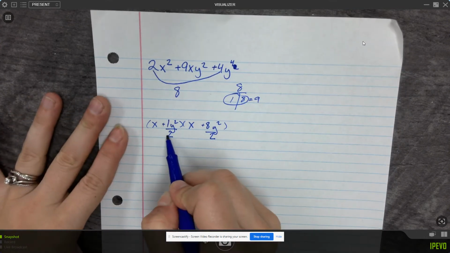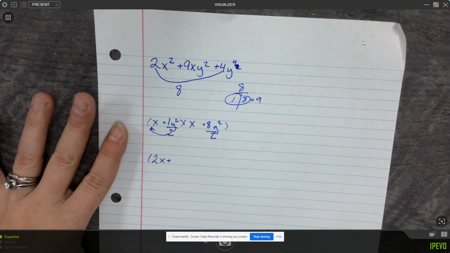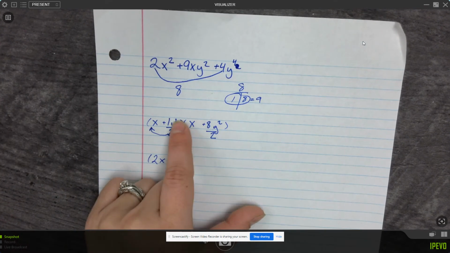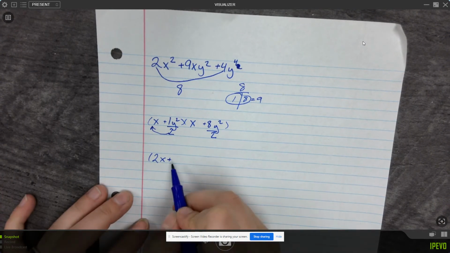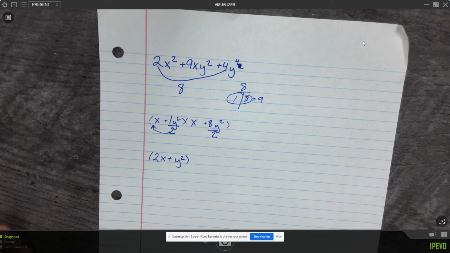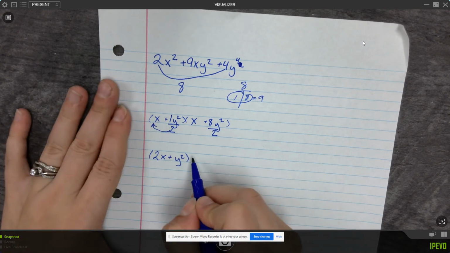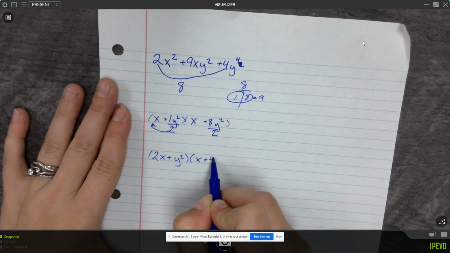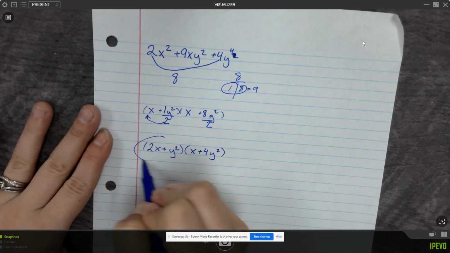So I'm going to slide the 2 in front of the x to get 2x plus, and personal choice here, I'm left with just 1 y squared. So you can write 1 or you can just write y squared. Either one is acceptable. And then in your second parenthesis, 8 divided by 2 is 4. So that one becomes x plus 4y squared. And that would be your answer.